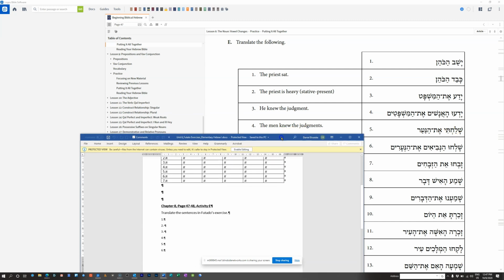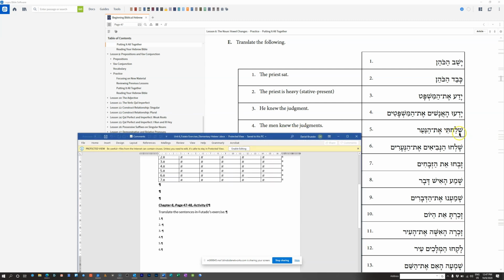All right, number 5, we've got shalachti, and then we've got et hanar. So we've got the definite direct object marker here. That tells us that hanar is the object of the verb rather than the subject. Good, because the verb is 1CS, first person. So we would basically need a first person pronoun here to be an explicit subject. We don't have that, so we just go ahead and translate this as if shalachti is from shalach, and shalach means to send, or he sent.